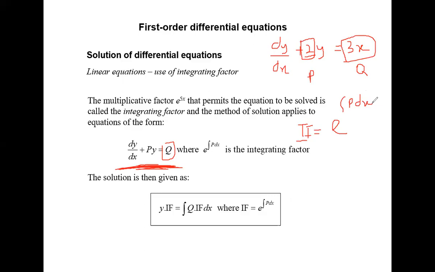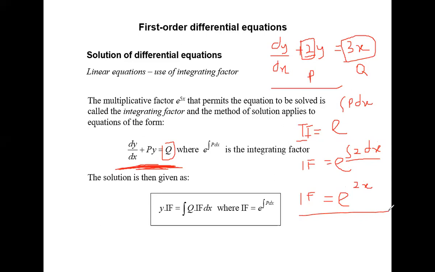Okay, good. So in this scenario, IF, which is the integration factor, will be e raised to the power integral of p, which is 2, so 2 dx. So 2 dx, when we integrate 2 with respect to x, what do you get? You get 2x. So your integration factor is e raised to the power 2x.